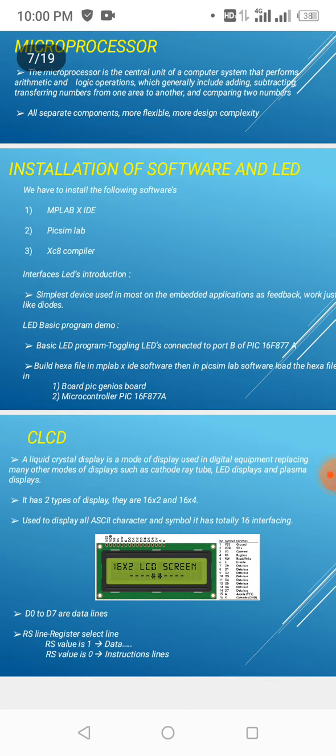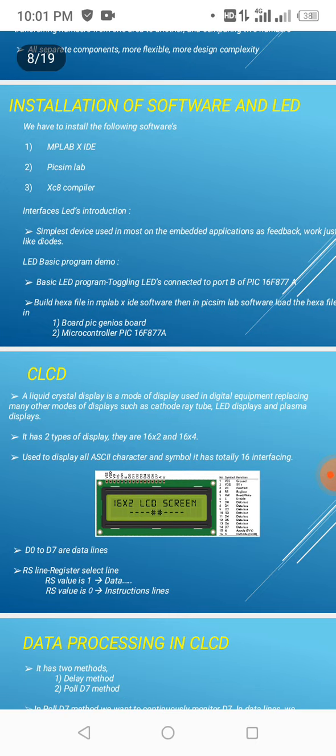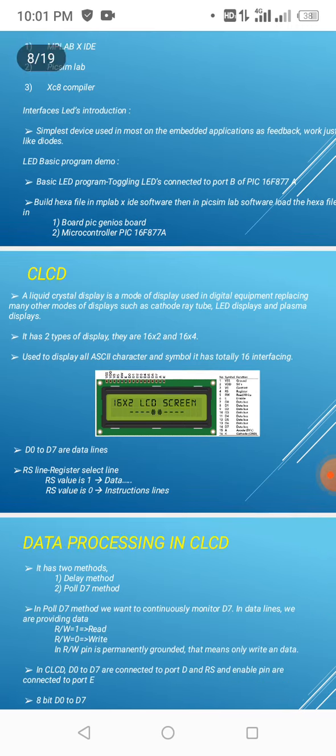And next is CLCD. Liquid crystal display is a mode of display used in digital equipment, replacing many other displays such as cathode ray tube, LED displays, and plasma displays. It has two types: 16x2 and 16x4. It is used to display all ASCII characters and symbols. It has a total of 16 pins, including D0 to D7 lines and RS. RS value 1 is known as data, RS value 0 is known as instruction.